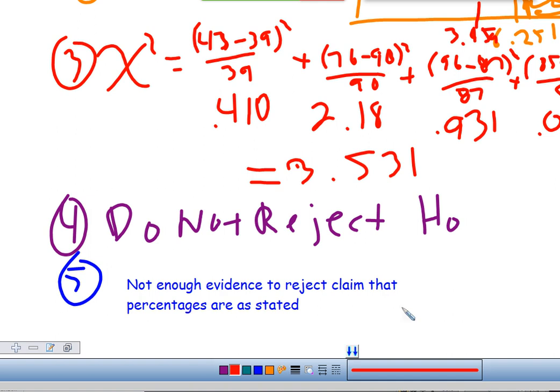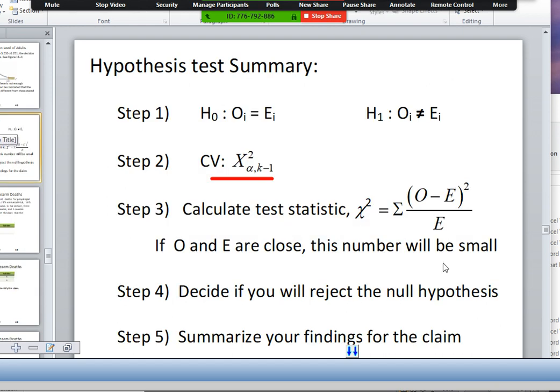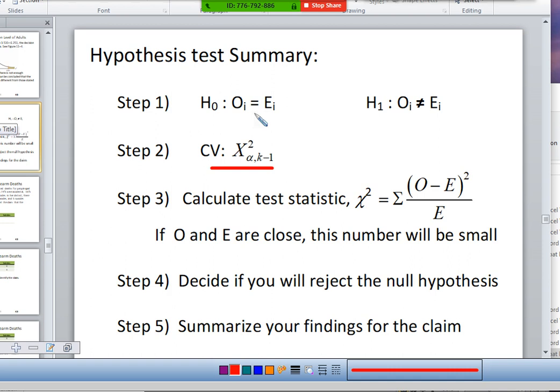All right, so you guys have 5 minutes left. I'm going to throw you guys into your rooms. You have 5 minutes to work on lab problem number 1. And a couple quick notes about it. Here's a summary of it all. Right here are your 5 steps. So find your H0 and H1. Find your critical value from the chi-squared table. Calculate your test stat. Chi-squared is your test stat, so it's using these. And then decide if you're going to reject the null hypothesis, and then summarize your findings for your claim.